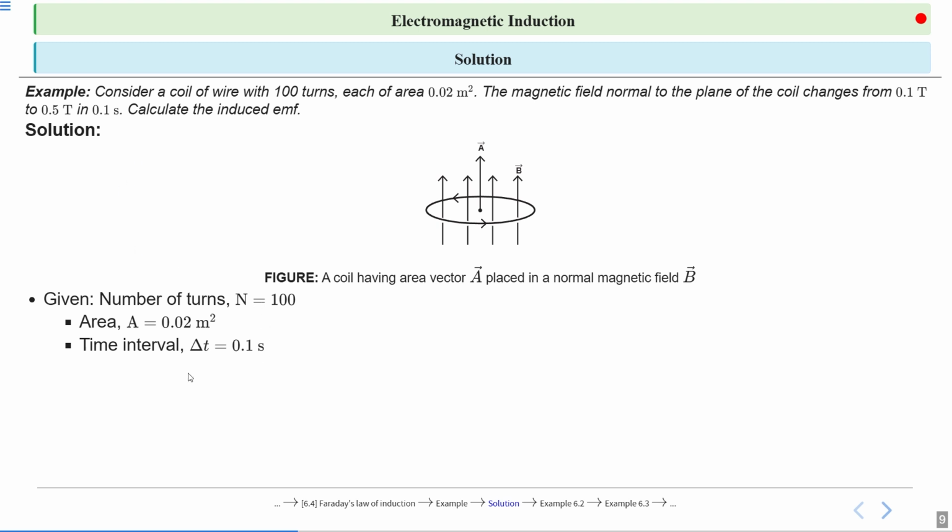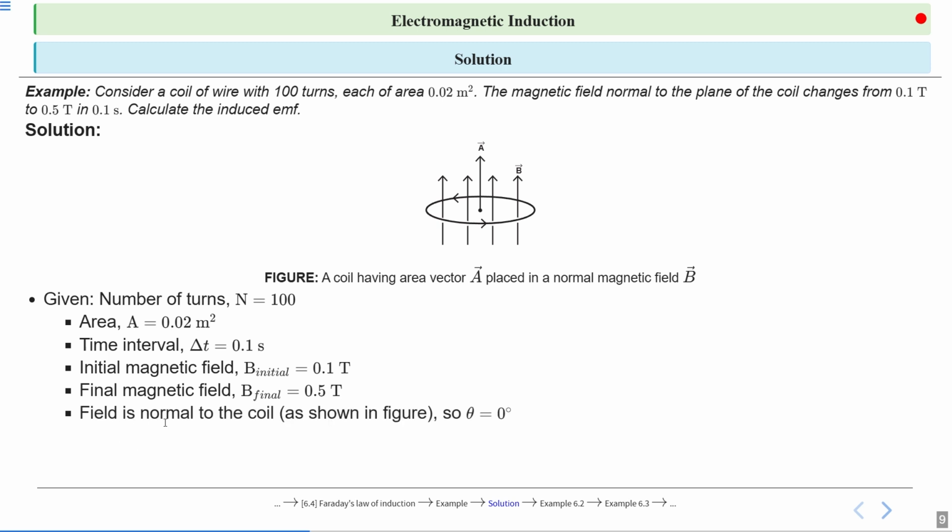So time interval delta T is 0.1 second. Initial magnetic field B initial is 0.1 Tesla. Final magnetic field B final is 0.5 Tesla. Also the field is normal to the coil as shown in the figure, so theta is 0 degree. We are considering theta between A vector and B vector. A vector is already perpendicular to the plane. Magnetic field is also perpendicular to the plane. So theta between A vector and B vector will be 0 degree.